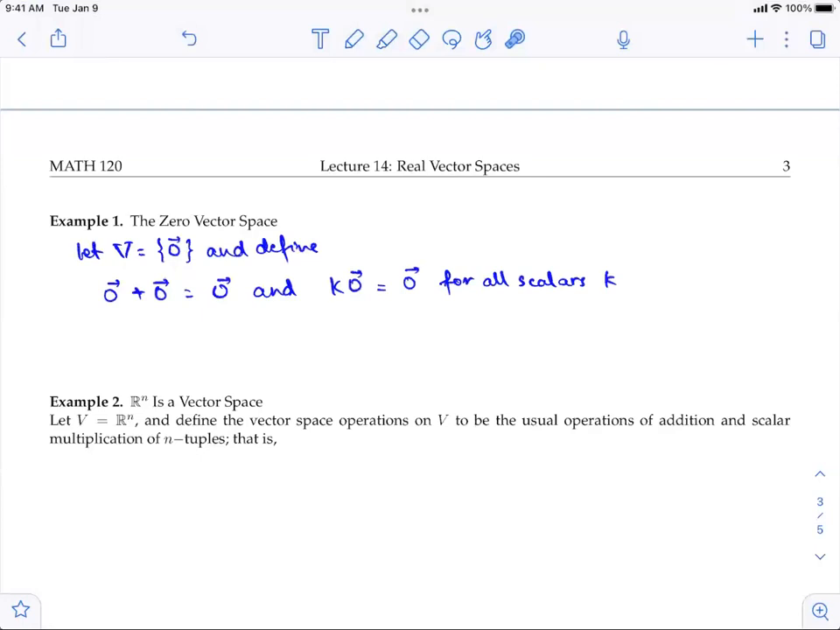So we just define the set of vectors. In this case, it's one vector, 0, and a set of scalars k, with two operations, vector addition and scalar multiplication. And we say that this is called the zero vector space.